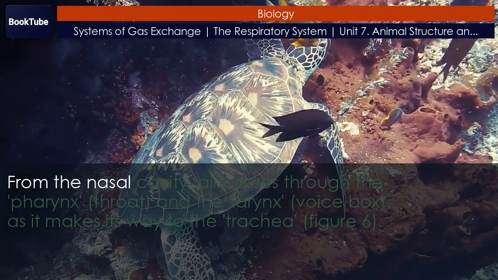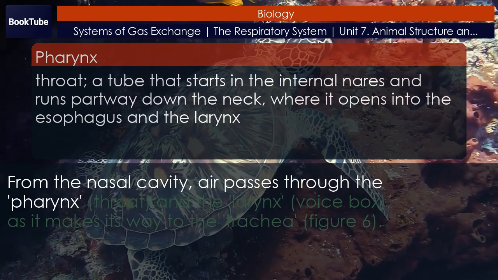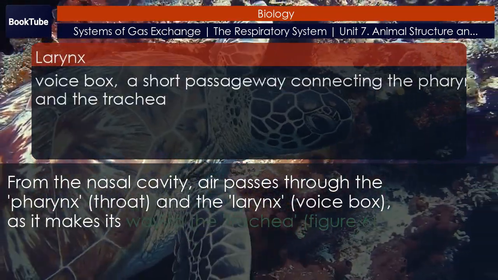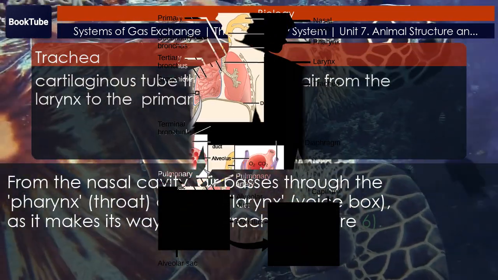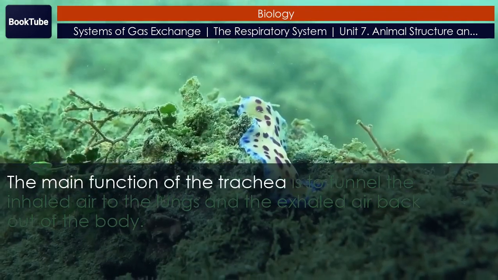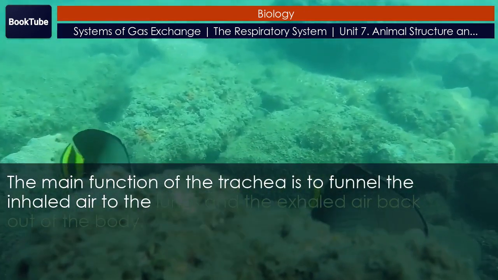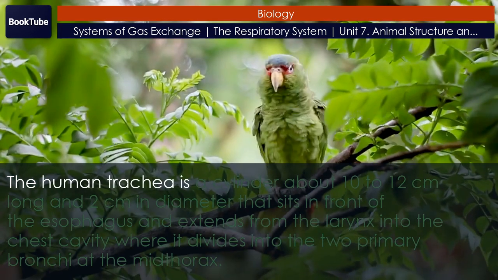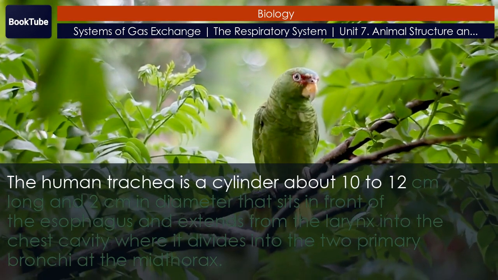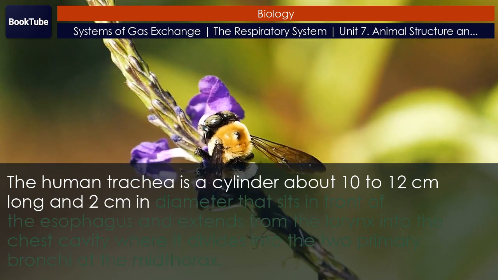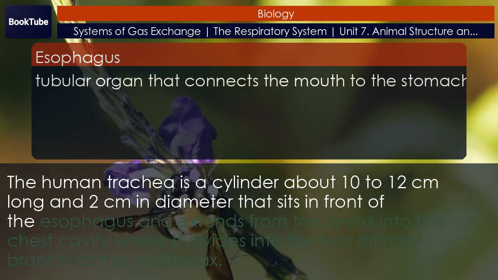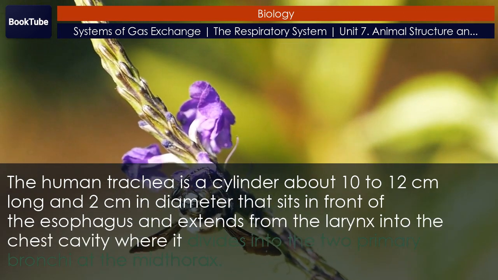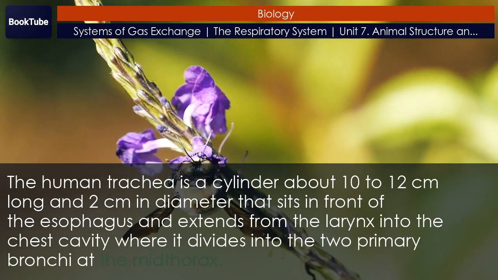From the nasal cavity, air passes through the pharynx (throat) and the larynx (voice box) as it makes its way to the trachea. The main function of the trachea is to funnel the inhaled air to the lungs and the exhaled air back out of the body. The human trachea is a cylinder about 10 to 12 centimeters long and 2 centimeters in diameter that sits in front of the esophagus and extends from the larynx into the chest cavity where it divides into the two primary bronchi at the midthorax.